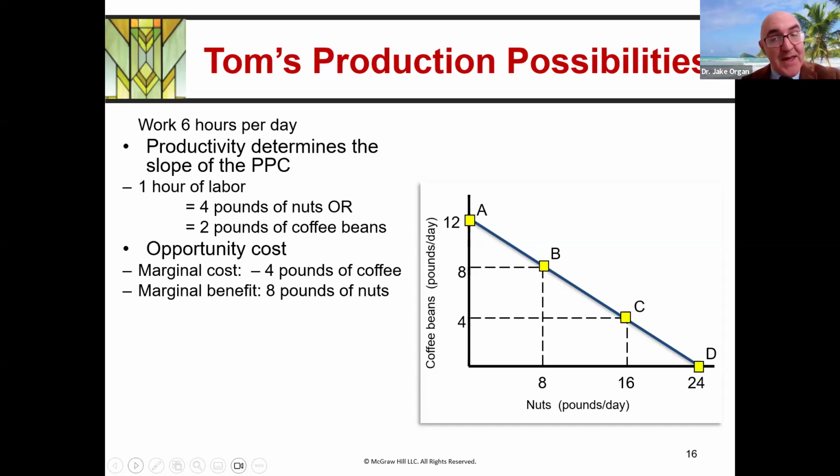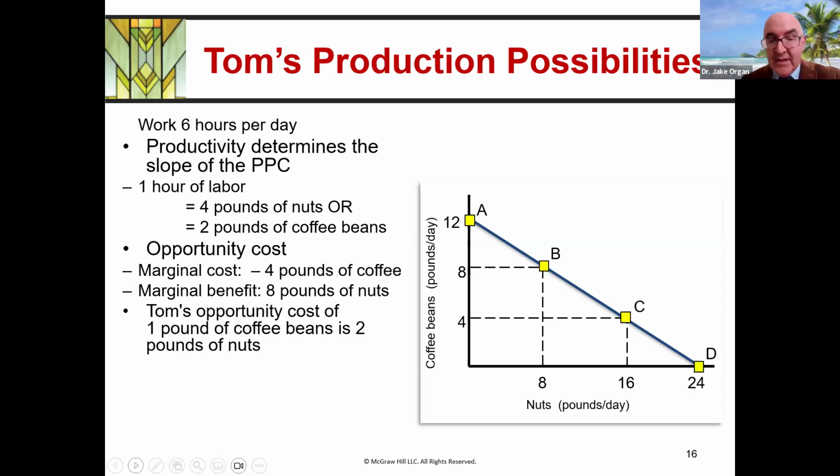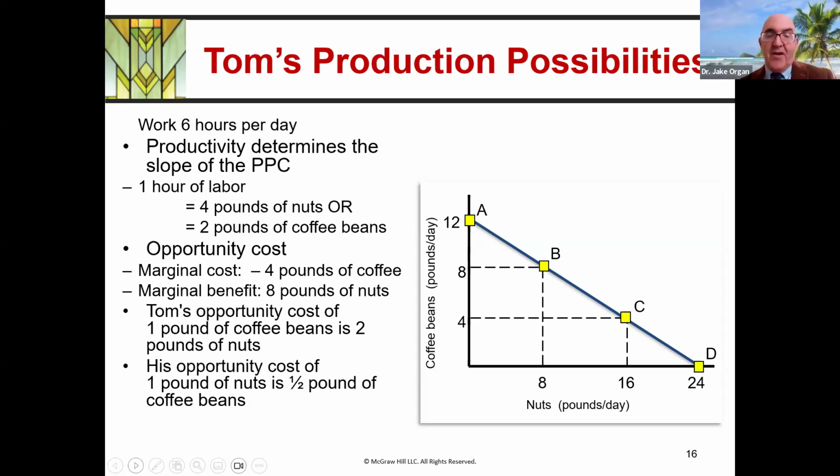So, what's the opportunity cost? Maybe pause the video, think about it. Okay, so the opportunity cost of 1 pound of coffee beans is 2 pounds of nuts, and the opportunity cost of 1 pound of nuts is half a pound of coffee beans. So if the question asked you, what's the opportunity cost of 1 pound of nuts? The answer is half a pound of coffee beans. And then for 1 pound of coffee beans, it's 2 pounds of nuts. Notice it's the inverse of the situation with Krisha.